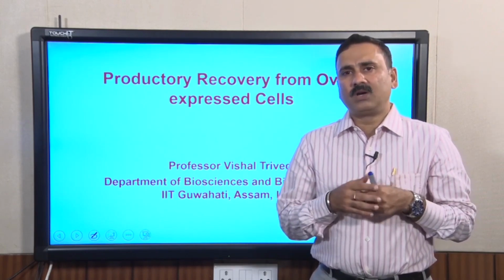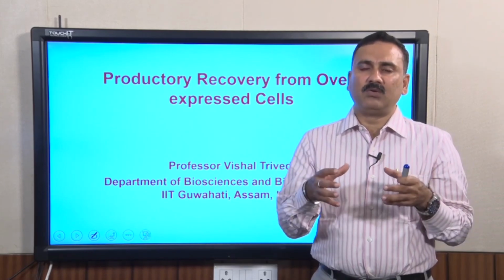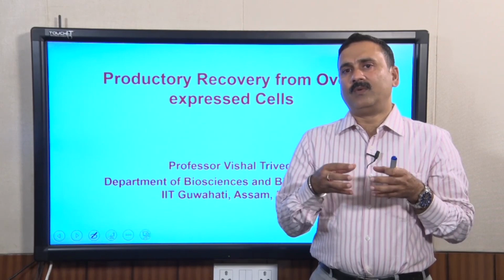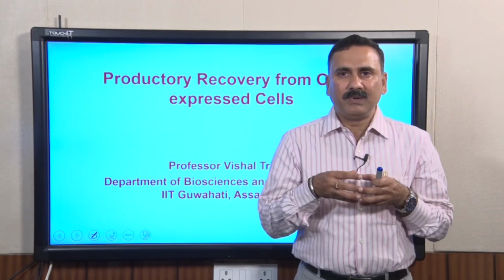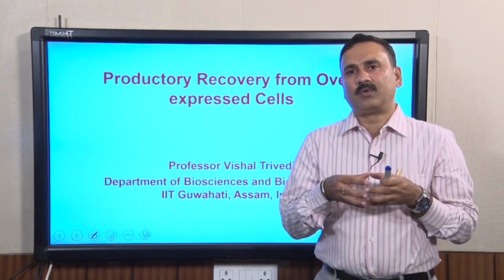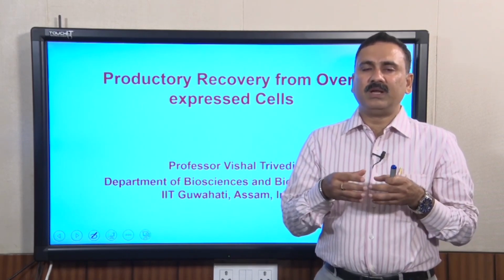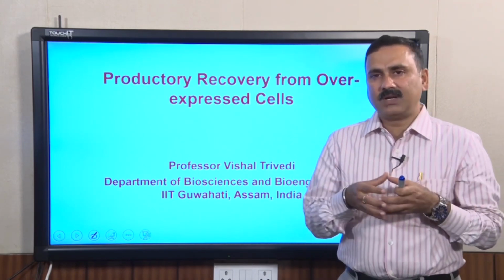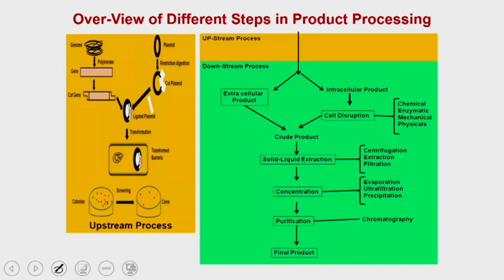Now, today what we are going to discuss? We are going to discuss about the extraction of this particular product from the overexpressed cells. So, as you know that the complete process of the product development within the biotechnology is considered to be into two phases. And what are these phases? So, we have two different types of processes to get the final product. These are called upstream processes or the downstream processes.